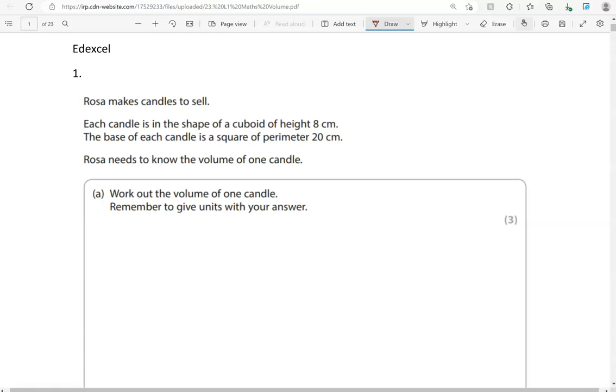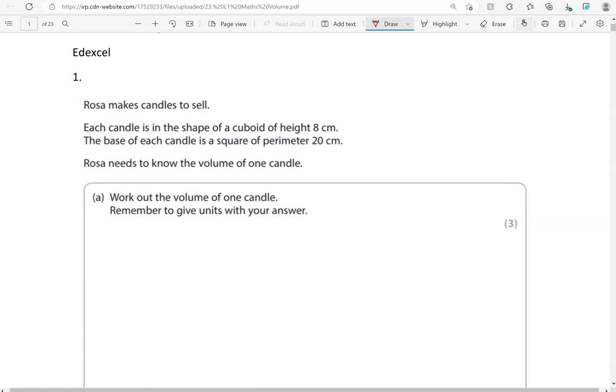Rosa makes candles to sell. Each candle is in the shape of a cuboid of height 8 centimeters. So I'll quickly sketch a cuboid. The height is 8 centimeters.